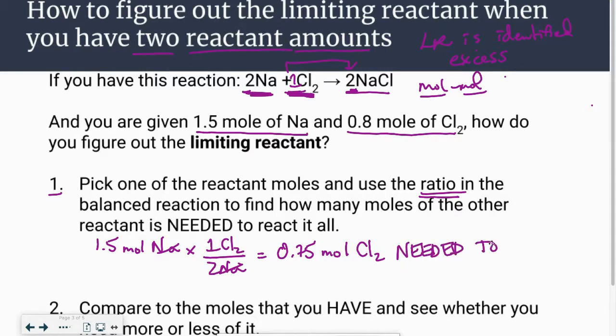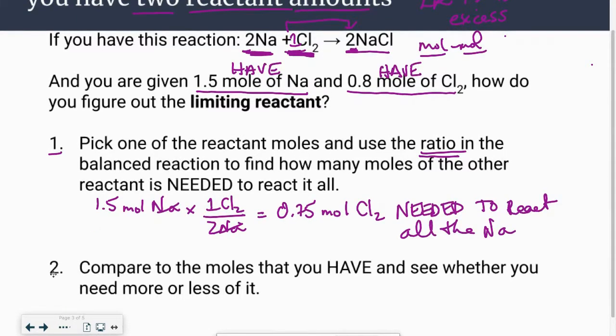So this is how much is needed to react all the Na that we have. These amounts that we're given in the problem are what we actually have. So step 2 is to compare what is needed to what we actually have. You can see that we need 0.75 moles of Cl2.